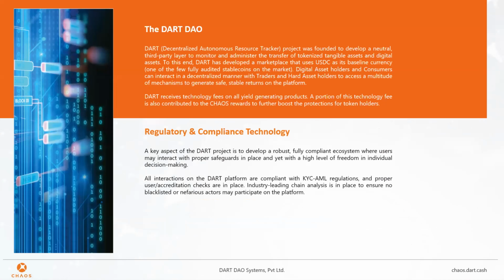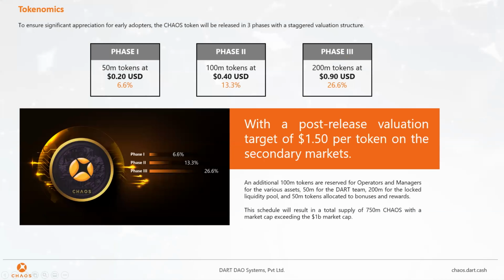The project is being run, Chaos as a project is being issued by DART, which is the Decentralized Autonomous Resource Tracker. The whole idea here is to actually be able to track the production and the value of different resources. And that has taken shape over the last year or so to become the Chaos project. And that's who is behind all of this. You're going to see the team here in a few minutes. You can already see down here, it's DART DAO Systems, which is a company set up out of Nevis, which is the issuer of the Chaos token.